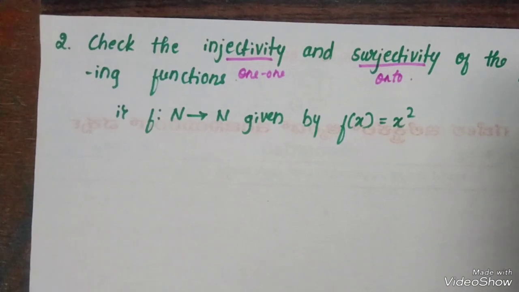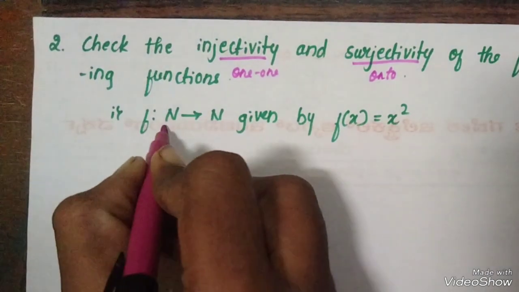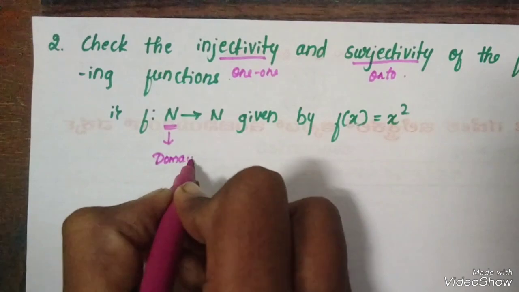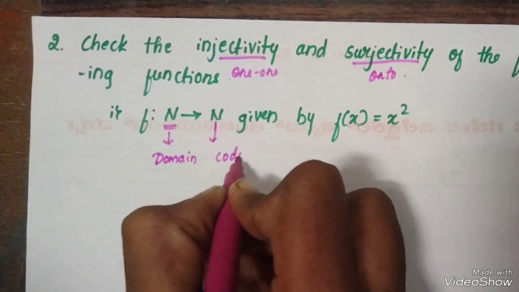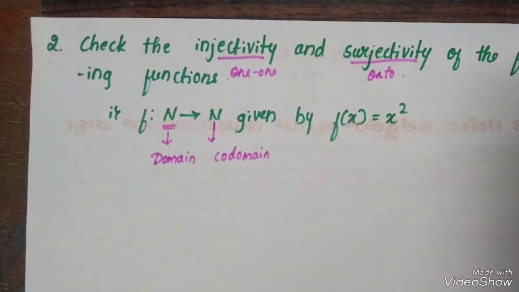Check the 1-1 and onto conditions for the following functions. Now here we have to observe the range, domain and codomain. Here the domain becomes natural numbers and the codomain becomes natural numbers. So all the numbers are taken from 0 to infinity.